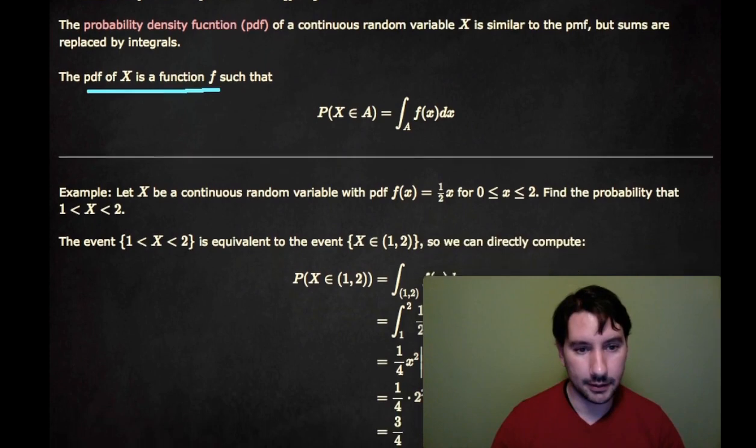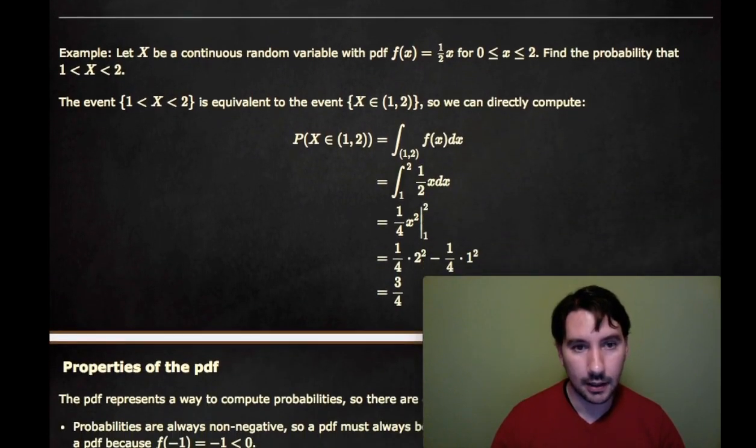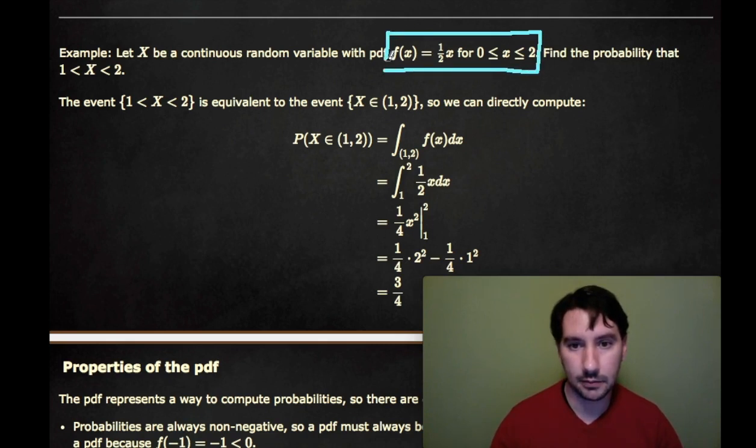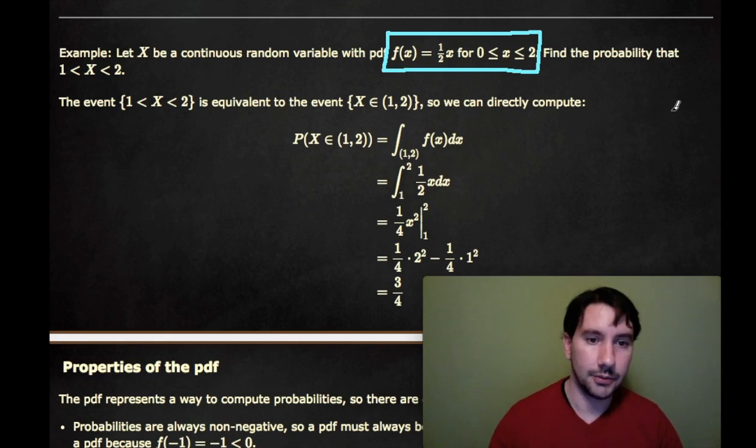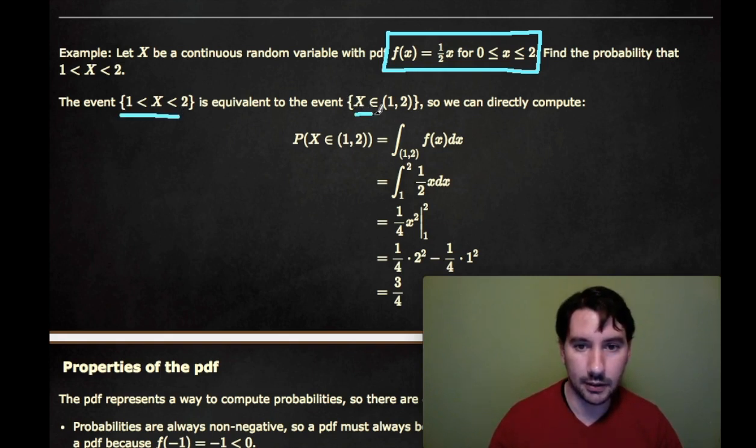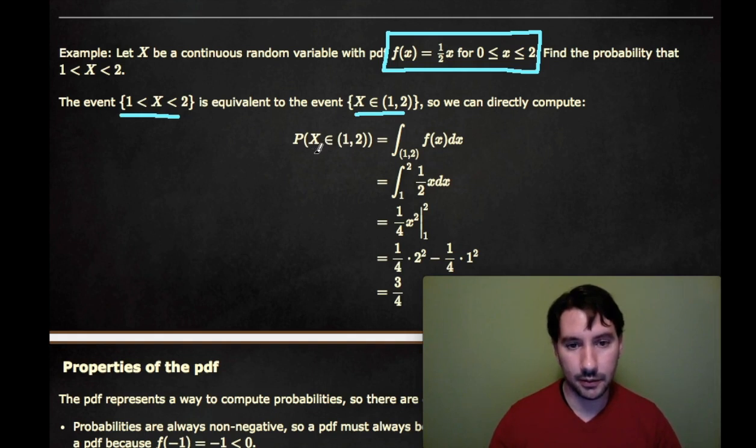So let's look at an example. X is a continuous random variable with PDF f(x) = 1/2 x for x between 0 and 2. Find the probability that x is between 1 and 2. So the event that x is between 1 and 2 is equivalent to the event that x is in the interval [1, 2]. But you won't usually rewrite the events this way. However, it does agree with the notation that I've written above.